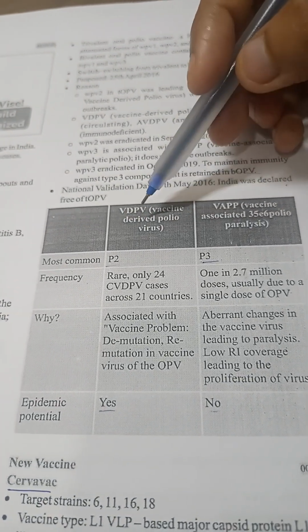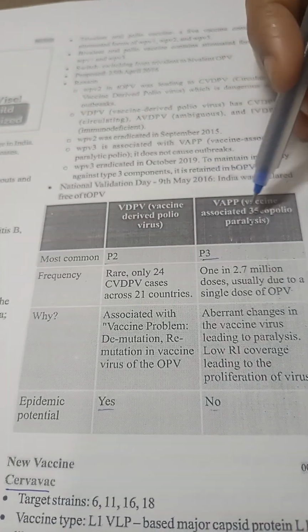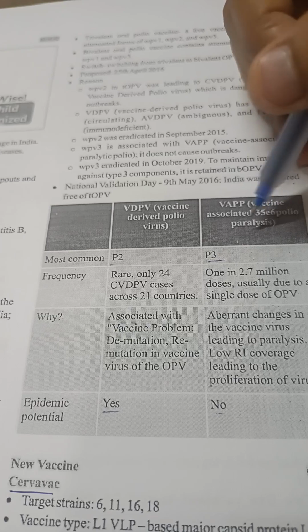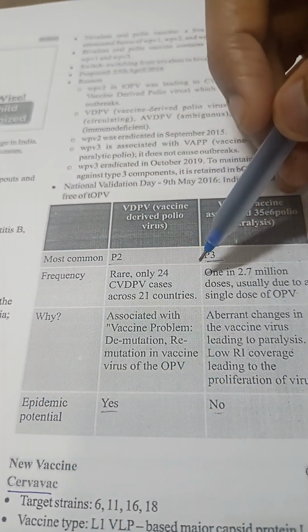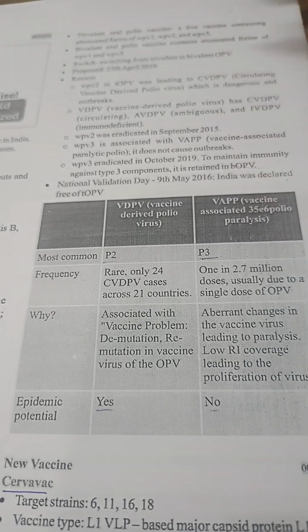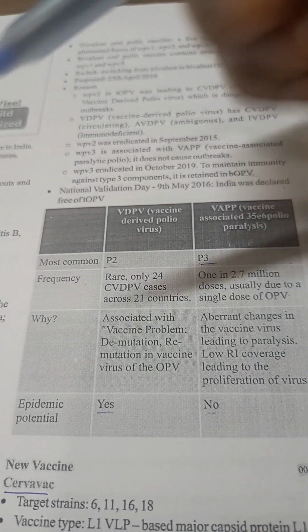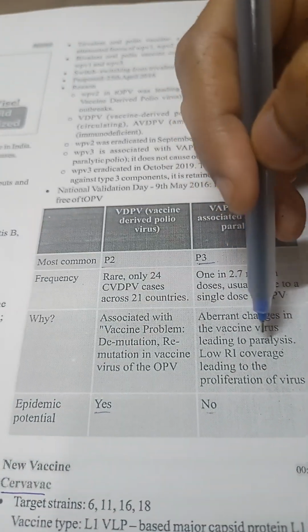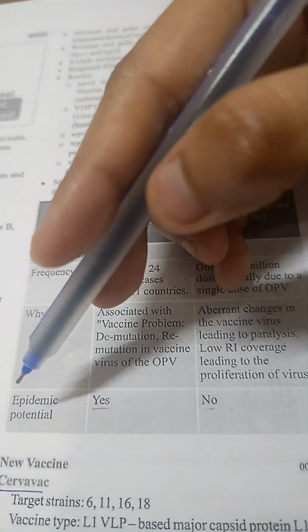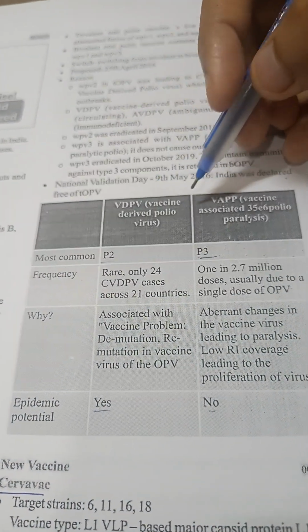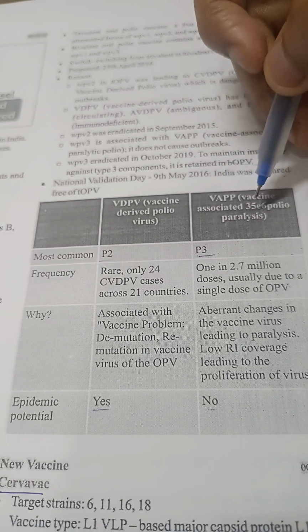Vaccine-derived poliovirus and vaccine-associated paralytic polio. Most common types: P2, P3. Frequency rare, 1 in 2.7 million. Why? Associated with a vaccine problem, aberrant changes in the vaccine virus leading to paralysis. Endemic potential: yes in VDPV, and no in VAPP.